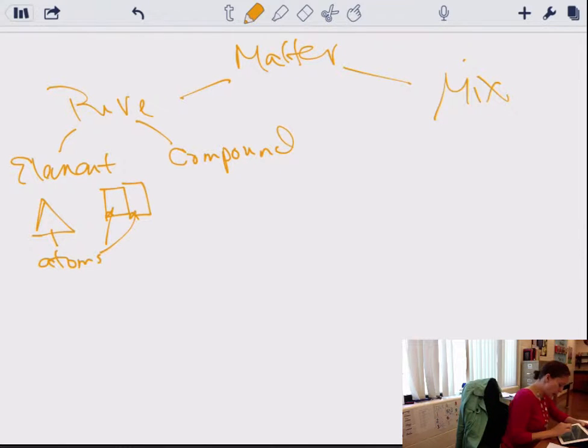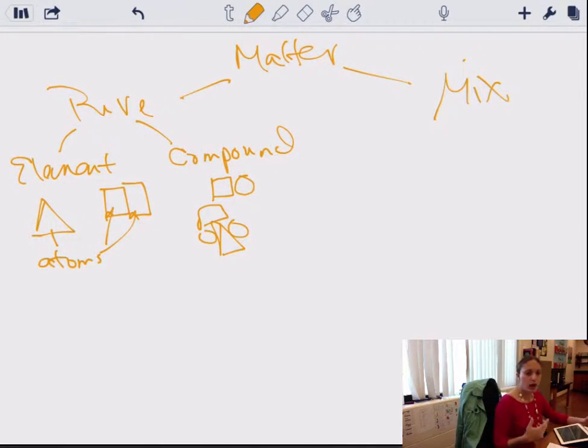A compound has to be two different elements or atoms bonded together. So I could have one like that. You also have one like a triangle and a couple of circles and a square or something like that. Those are all compounds. They are different elements put together.